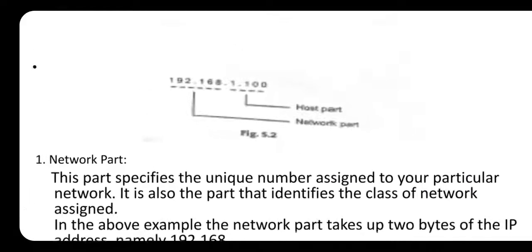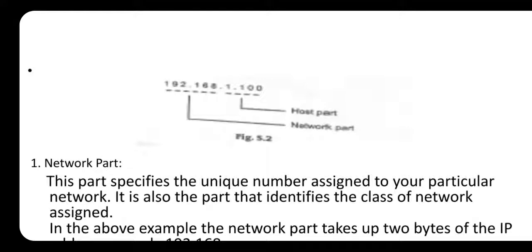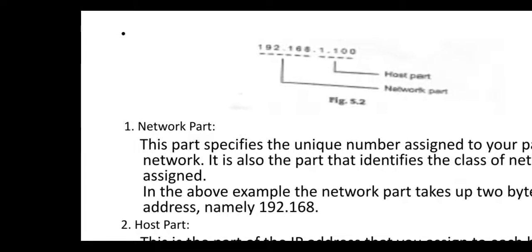See here, the IP address which is represented in dotted decimal format. Decimal means digits, that is 192.168.1.100. Each part is 8 bits, so 8 bits, 8 bits, 8 bits, 8 bits, total 32 bits. The last 16 bits, that is 2 bytes, are the host part, and the first 16 bits, that is 2 bytes, are the network part.